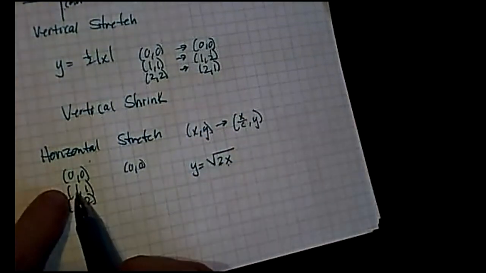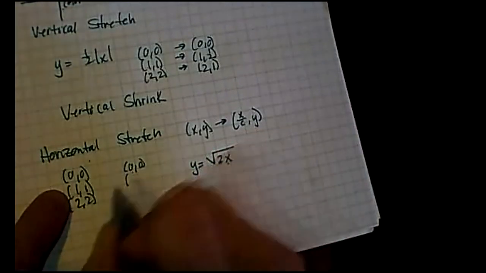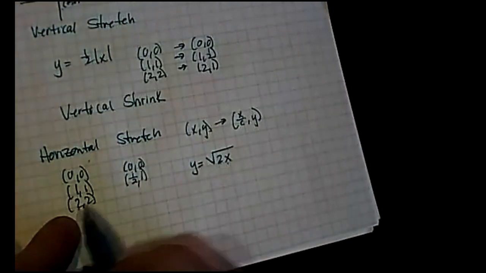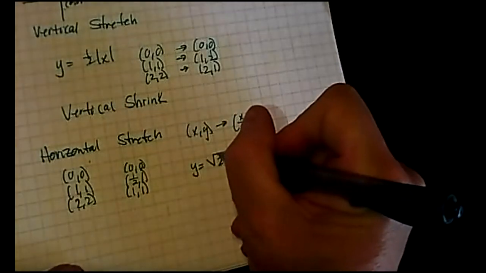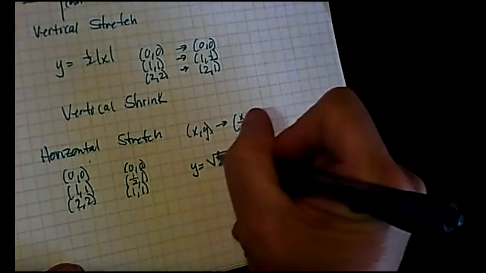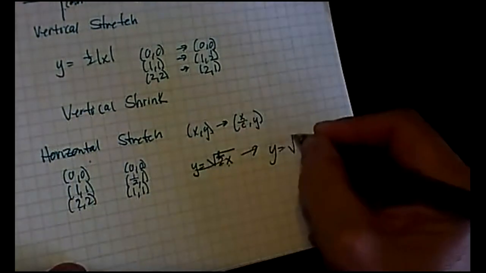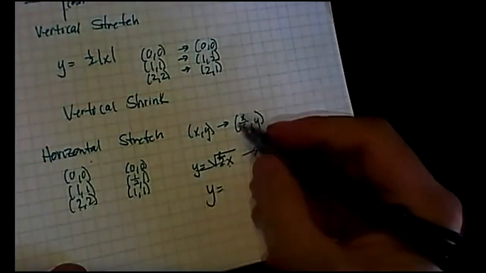What is 1 divided by 2? Well, that's 1/2. And what is 2 divided by 2? Well, that's 1. Okay, I need to change this to a 1/2. This needs to be a fraction. I'm sorry, I need to change it. I'm going to rewrite it. Y equals square root of... because we're going to do absolute value.